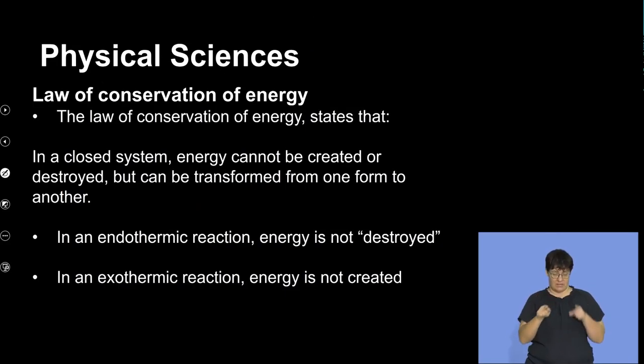The law of conservation of energy is very clear in terms of what happens in a closed system. We know that energy cannot be created or destroyed, but energy can be transformed from one form to another. So in a chemical change, when we break bonds, we don't destroy energy. Equally, when we form new bonds, energy is released, but we are not creating new energy. We're just transferring, or rather transforming, energy from one form to another.